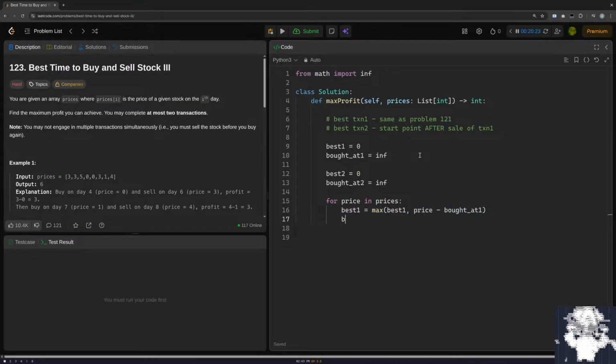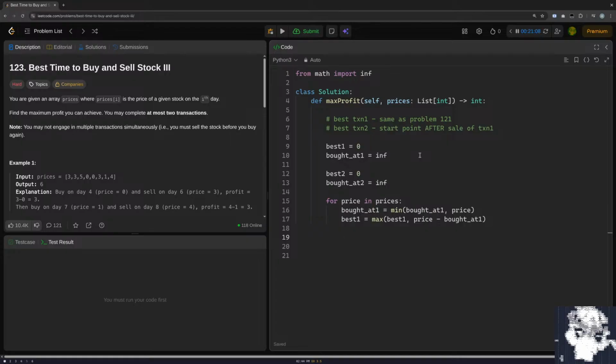When do we buy? So when price is equal to the minimum, bought at 1 is equal to the minimum of the current price and bought at 1. So this is what if we buy now, and this is what if we sell now. Okay. That tells us what the best price is going to be if we did one transaction. Now we want to do 2 transactions.